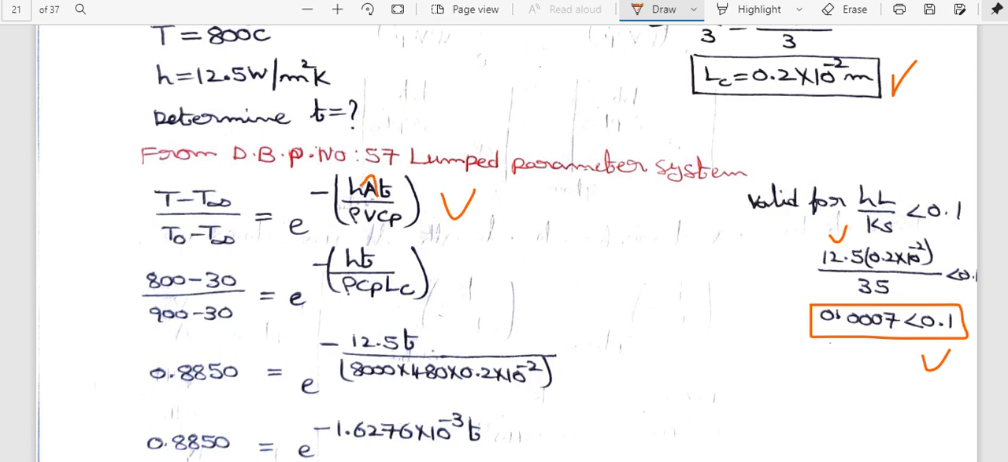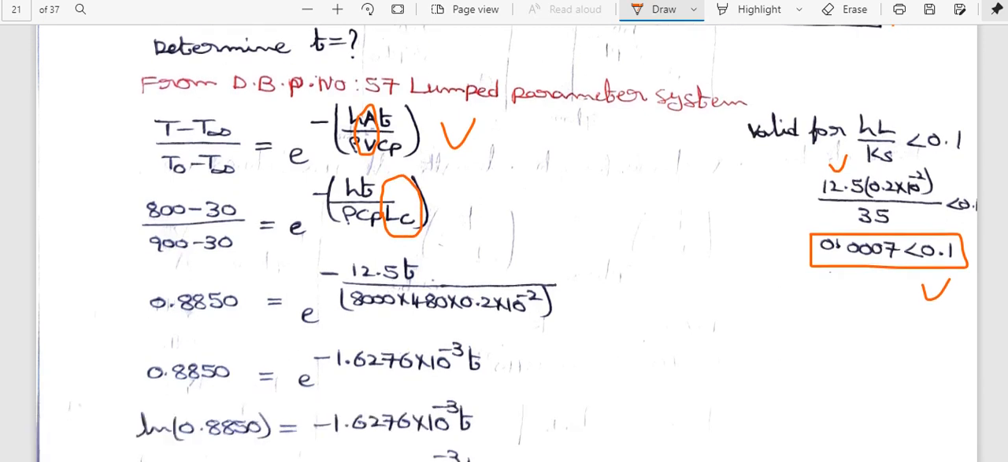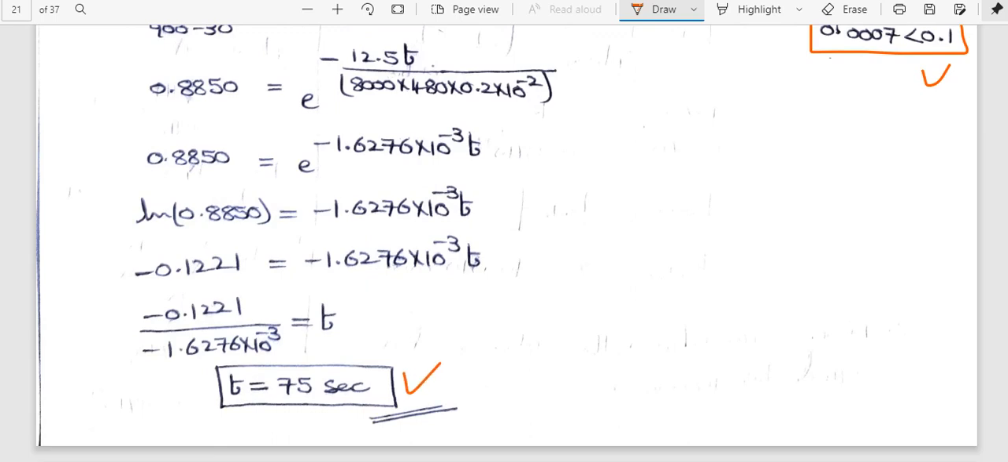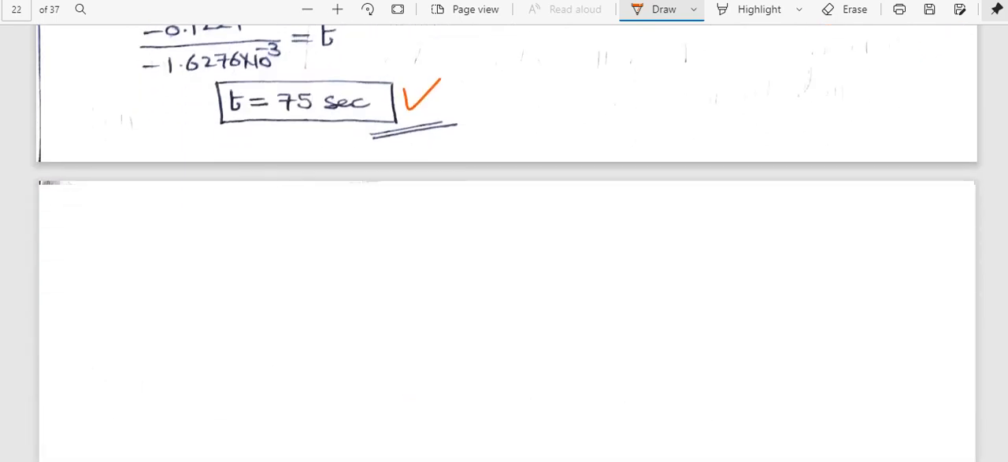So here A by V is equal to 1 by LC. After substituting all these values in this equation, we will get the T value. So here T equals 75 seconds.